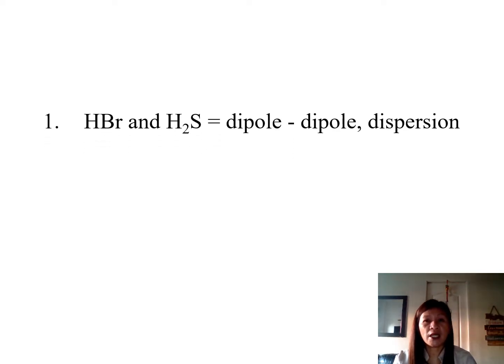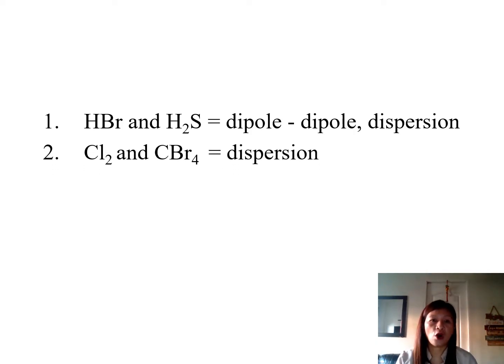What about between the following substances? Hydrogen bromide and hydrogen sulfide are both polar. So therefore, between them, it's dipole-dipole. But again, dispersion exists in all types of molecules or particles, and therefore dispersion is also existing between the particles of the substances.